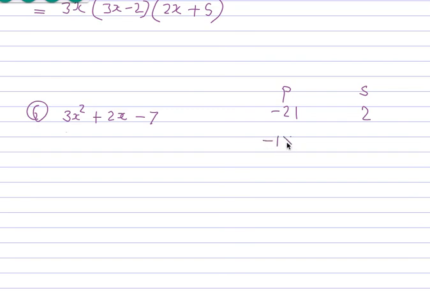So negative 1 times 21, their difference is not 2. Negative 3 times 7, 3 times 7, 21, whose subtraction is not 2. And here we have only 2 choices. So here we can't find 2 numbers whose product is negative 21 and sum is 2. So we can't factorize this middle term. So we can write that this is prime and we can't factorize it.